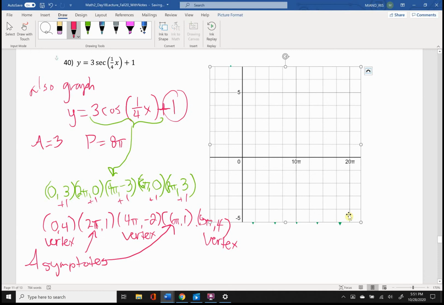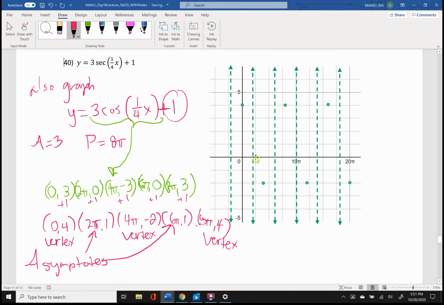So the asymptotes are going to happen at 2 pi, 6 pi, what would be 4 more pi after that, right? So here's 2 pi, 6 pi, 10 pi, 14 pi, 18 pi, okay? And also you can go back for -2 pi, cool. And then here are my vertices.